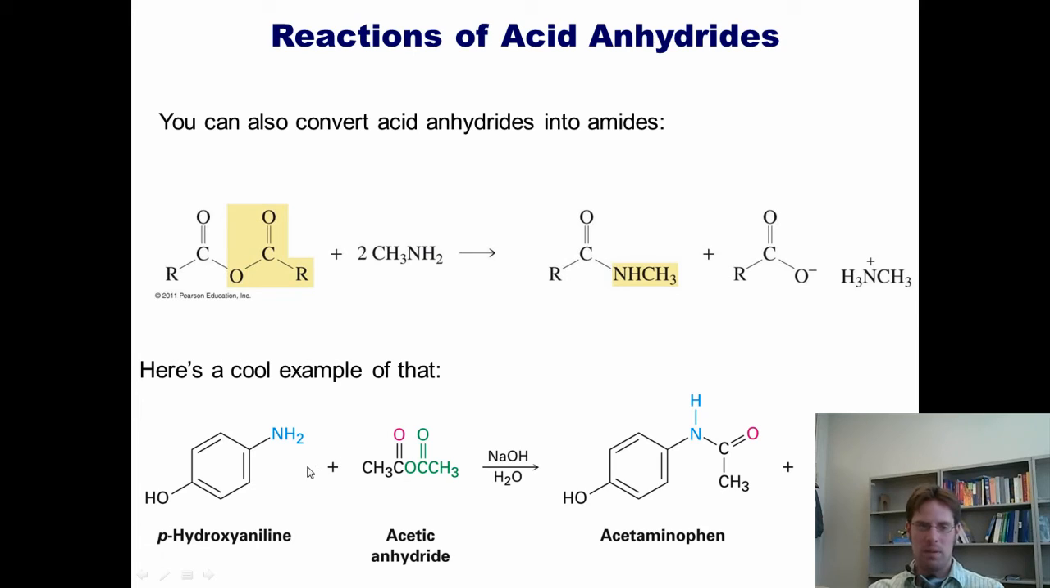Here's a neat example of that. If I take this compound, p-hydroxyaniline, the nitrogen electrons can come in and attack acetic anhydride here. Electrons go up, electrons go down, kick off this green group, and I form this compound, acetaminophen, which you guys will probably be very familiar with and have very likely taken to treat your headaches.